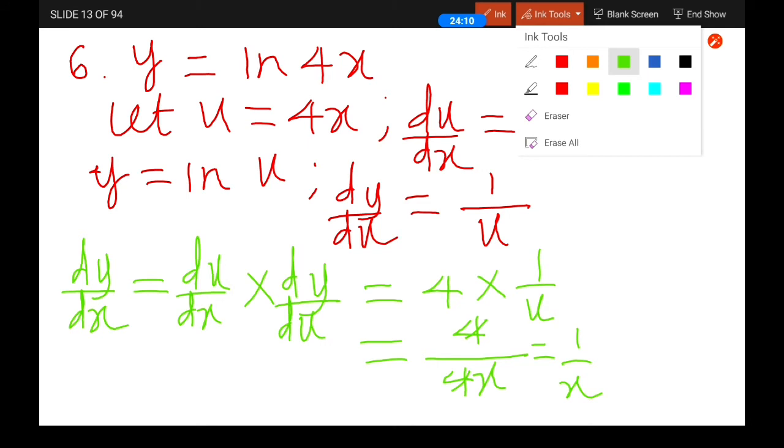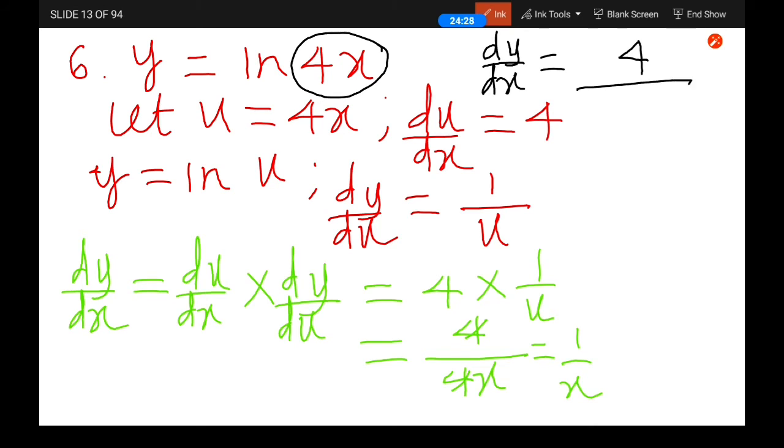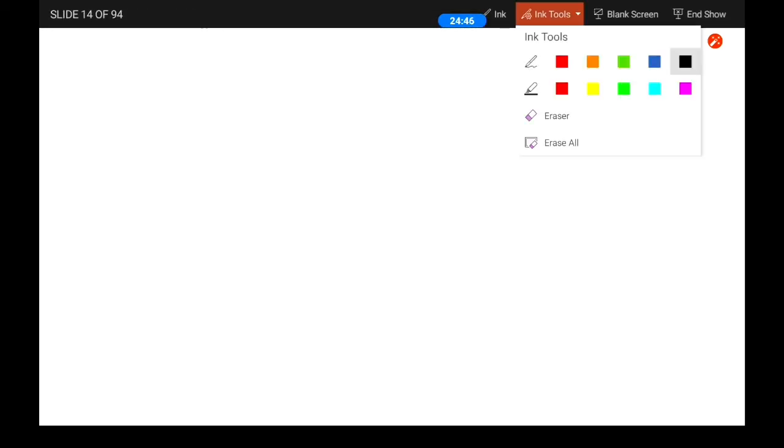Now, the shortcut method on this, what do we have for the short method? For the short method, dy dx, look at that now, will be equal to, differentiate these, that is 4, over, anytime you are differentiating ln, then write what you have there back. That is it. It's as simple as that. And that is 1 over x still, which is equal to this. Yeah, it's getting more interesting. Question 7.